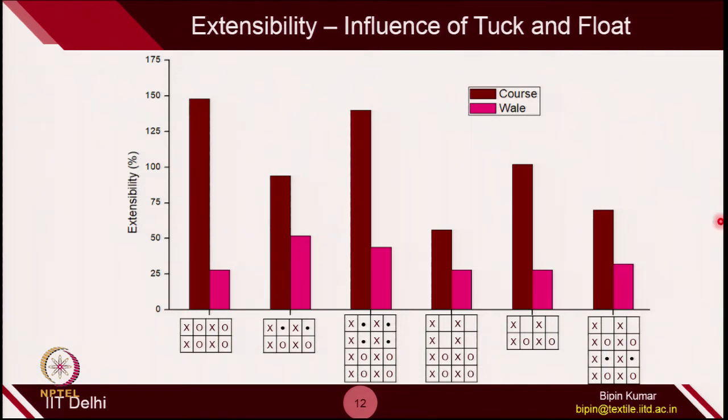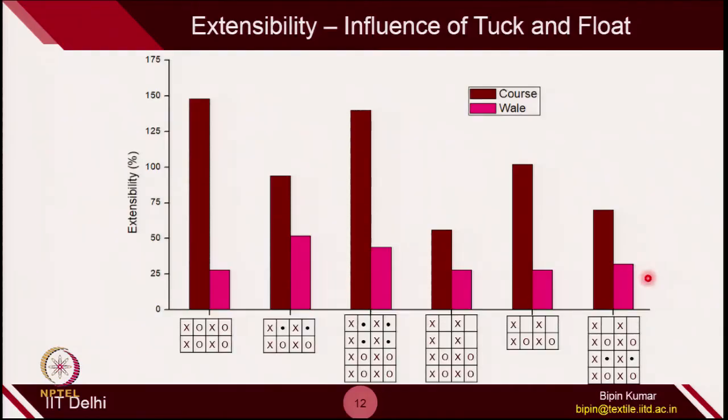It depends what type of stitches you are giving inside the fabric structure, and the fabric will respond according to that. And in the wale direction, if you see the floats and rib, they are almost similar, but in the course direction you can definitely observe a major difference. So, this is the beauty of tuck and float stitches.